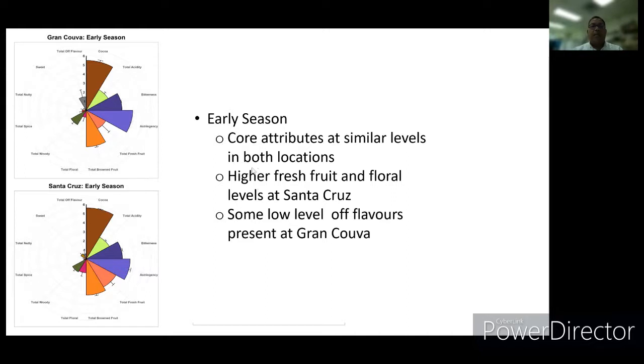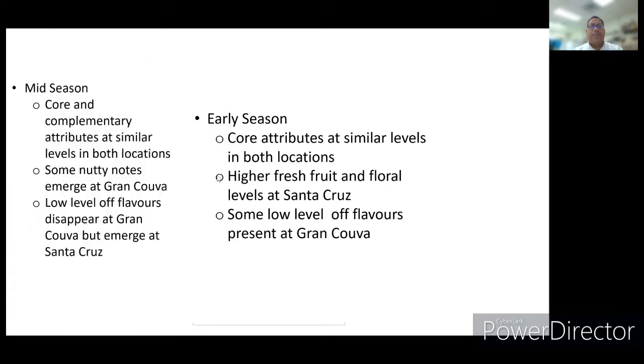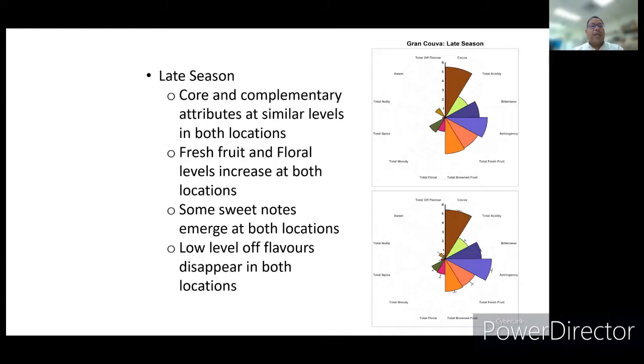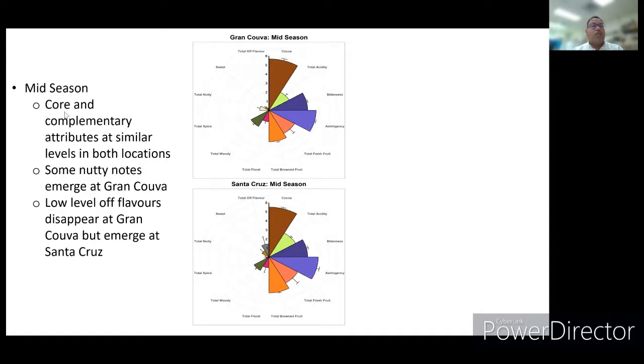So looking at the early season, we see that the core attributes were at similar levels in both locations. There were higher fresh fruit and floral levels at Santa Cruz, and some low level of flavors present at Grand Couva. In the mid-season, we saw the core and complementary attributes were similar at both locations. Some nutty notes emerged in Grand Couva, and the low level of flavors disappeared in Grand Couva, but emerged in Santa Cruz a bit.